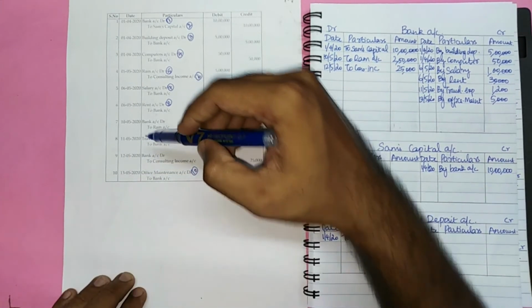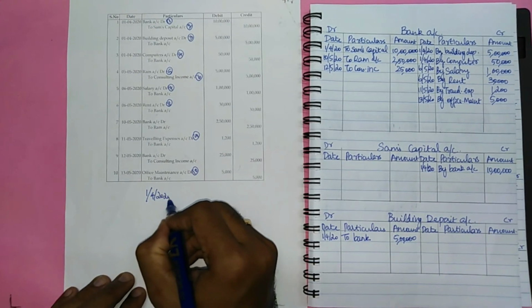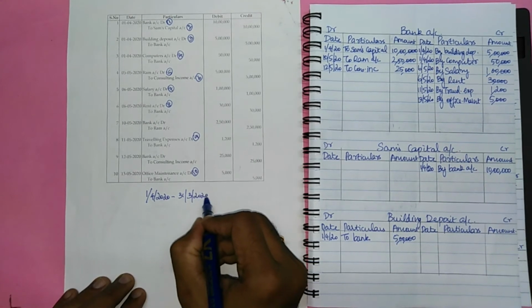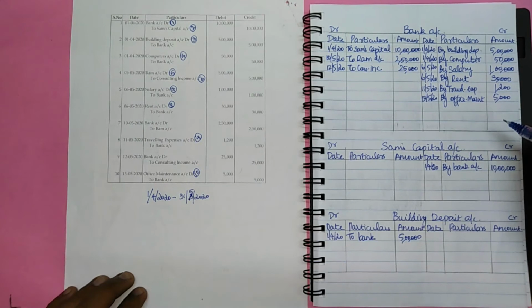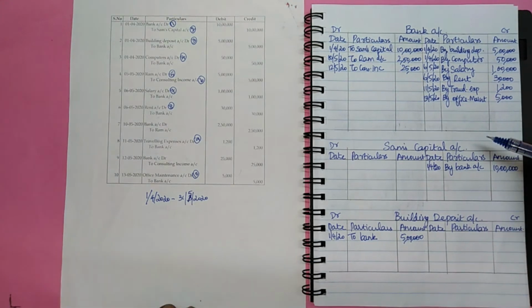Let us consider the accounting period from 1st April 2020 to 31st May. Therefore, we need to balance all these ledger accounts on the date of 31st May 2020. So first, let us consider balancing the bank account.